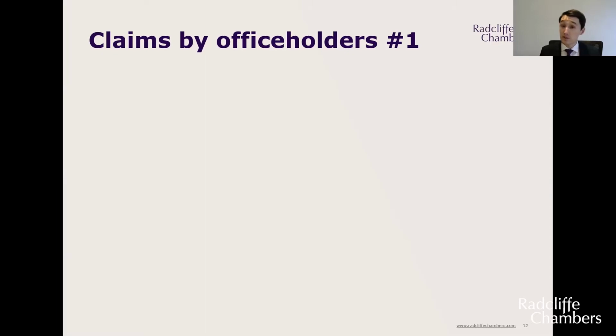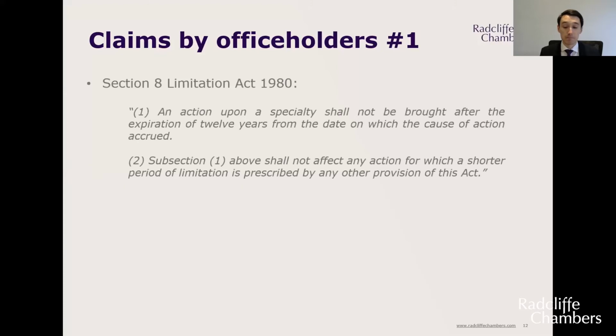Now, the Insolvency Act is silent on limitation periods, so we need to turn to our old friend, the Limitation Act of 1980, and in particular, sections 8 and 9. Section 8.1 states that an action upon a specialty has a 12-year limitation period. However, section 8.2 confirms that if the Act provides a shorter period elsewhere, it's the shorter period that applies, not the 12-year one. And this is where section 9.1 is relevant.